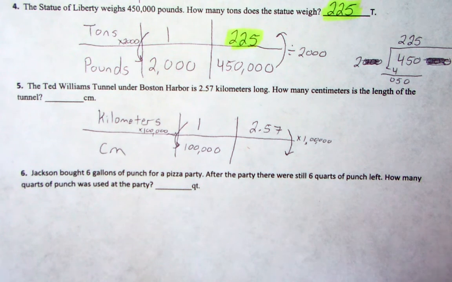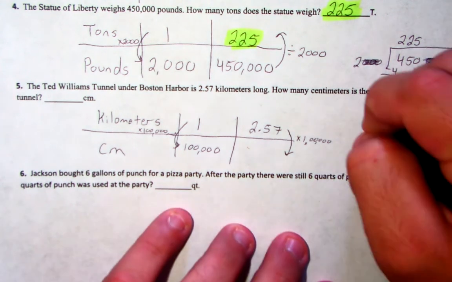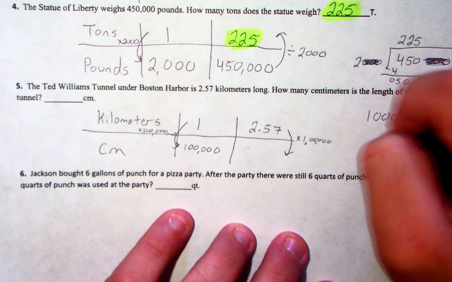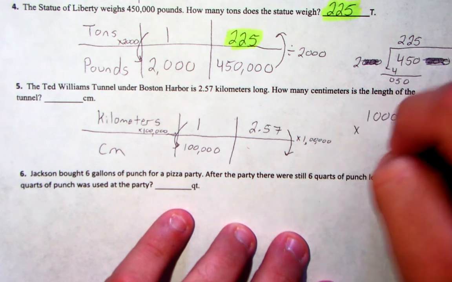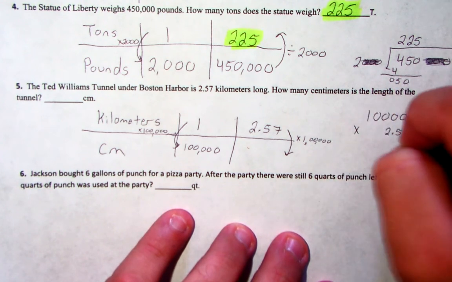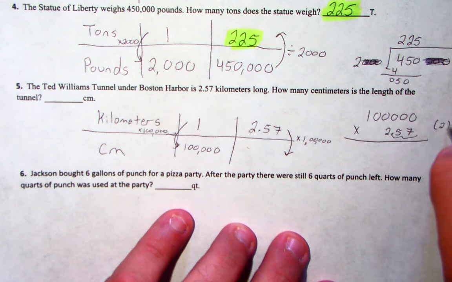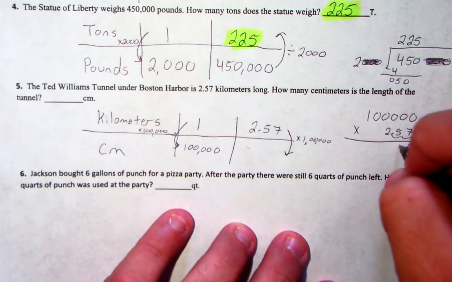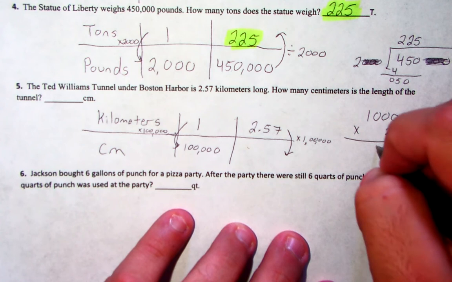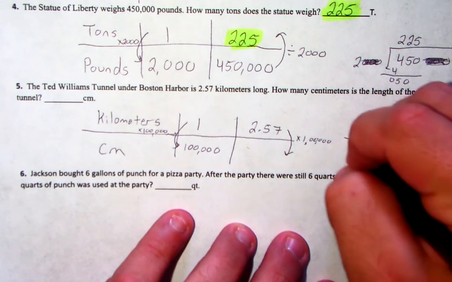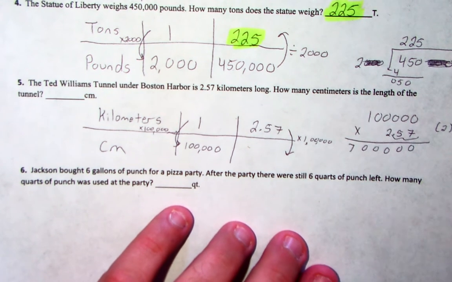Can anyone tell me what 100,000 times 2.57 is? Anybody? Alright, well, let's go ahead and show you. Times 2.57. Again, start by kicking the decimal to the back, so that's 2 movements at the end. 7 times 0, 7 times 0, 7 times 0, 7 times 0, 7 times 0, 7 times 1.